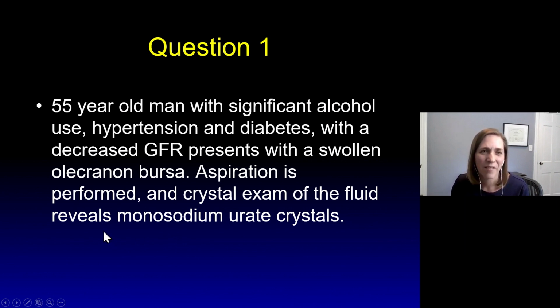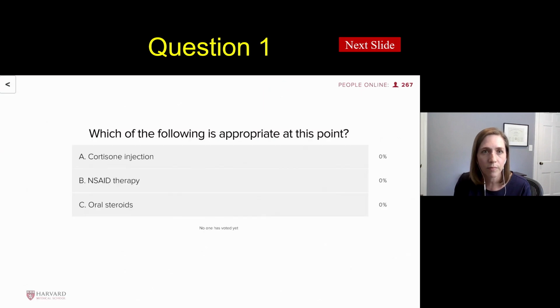Question 1. A 55-year-old man with significant alcohol use, hypertension, and diabetes with a decreased GFR presents with a swollen olecranon bursa. Aspiration is performed and crystal exam of the fluid reveals monosodium urate crystals. Which of the following is appropriate at this point? A, cortisone injection, B, NSAID therapy, or C, oral steroids?